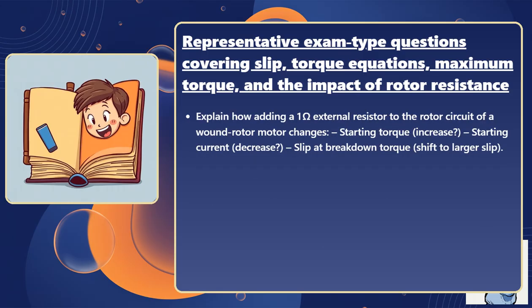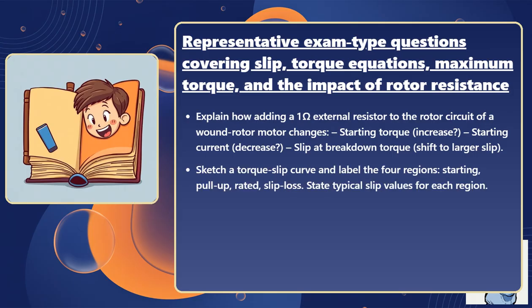Explain how adding a 1 ohm external resistor to the rotor circuit of a wound rotor motor changes performance. The starting torque increases, the starting current decreases, and the slip at breakdown torque shifts to a larger slip value. Sketch a torque-slip curve and label the 4 regions: starting, pull-up, rated, and slip loss. State typical slip values for each region.